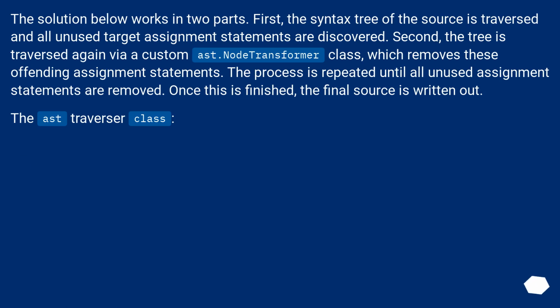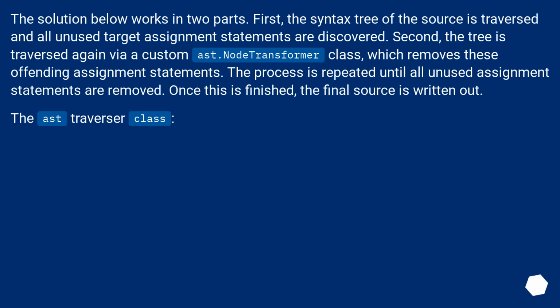The solution below works in two parts. First, the syntax tree of the source is traversed and all unused target assignment statements are discovered. Second, the tree is traversed again via a custom ast.NodeTransformer class, which removes these offending assignment statements. The process is repeated until all unused assignment statements are removed. Once this is finished, the final source is written out.